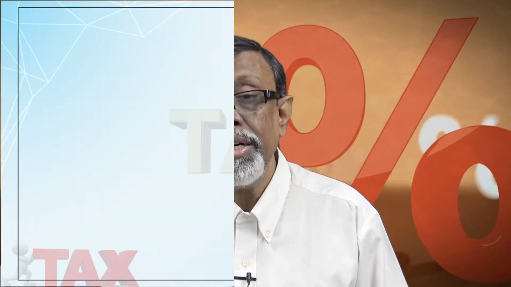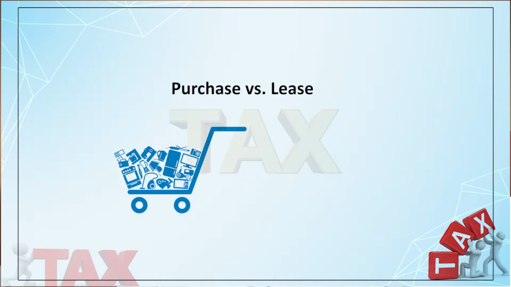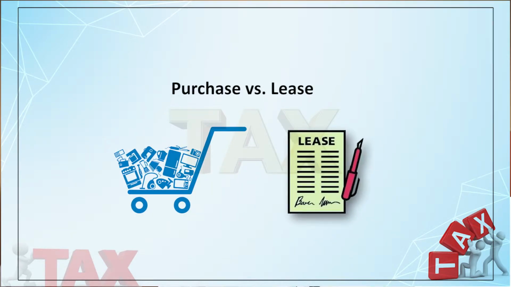But here what I will try to do is put focus on the tax implications. What are the tax implications? So now first is purchase versus lease. First I will talk of the tax implication of purchase. Purchase versus lease means purchase or lease of an asset. So you can either purchase an asset outright or you can take an asset on lease. Now what are the tax implications? First I will talk of the purchase.